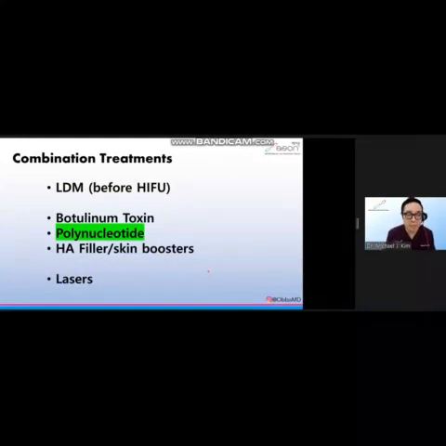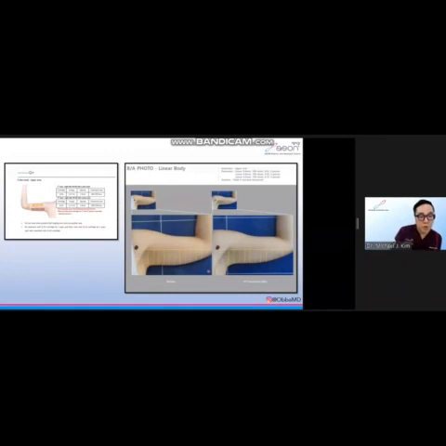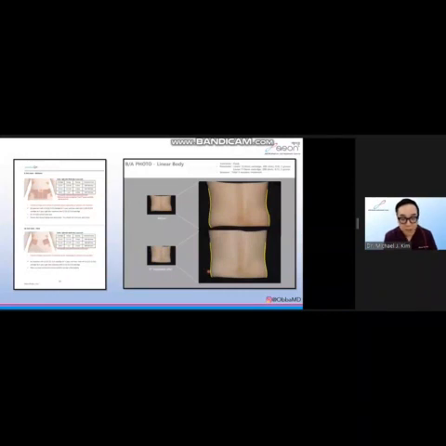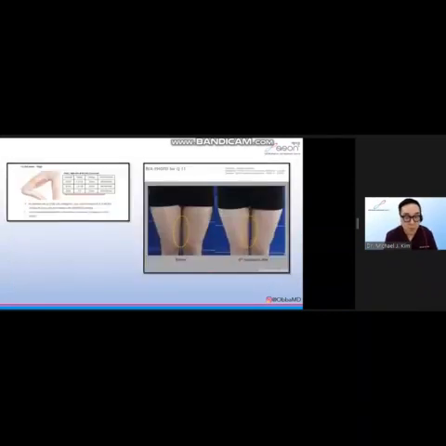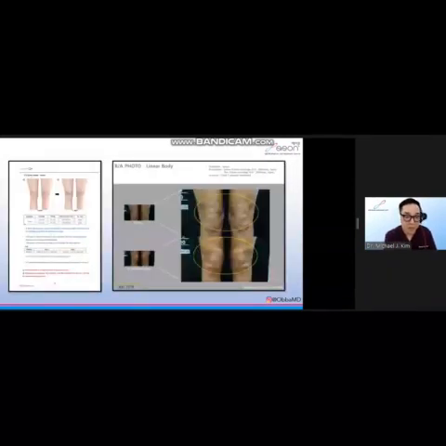Combination treatments can be used with LDM ultrasound, botulinum toxin, polynucleotide, filler, skin boosters, and different lasers. These are some before and after pictures done on the body: the upper arm, love handles, the flank, also the inner thigh, even above the knee.